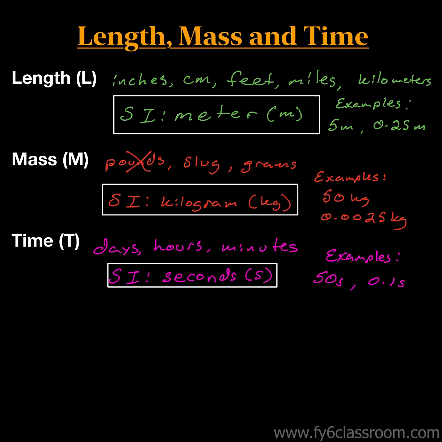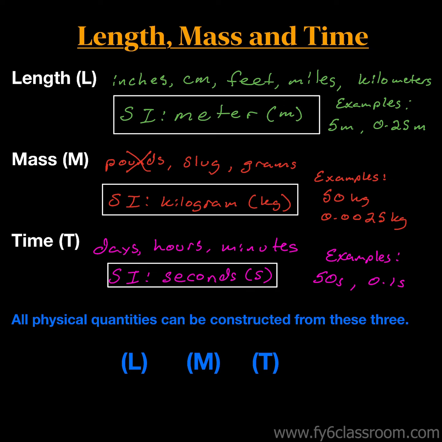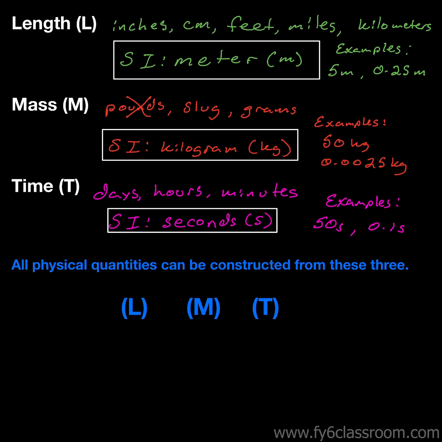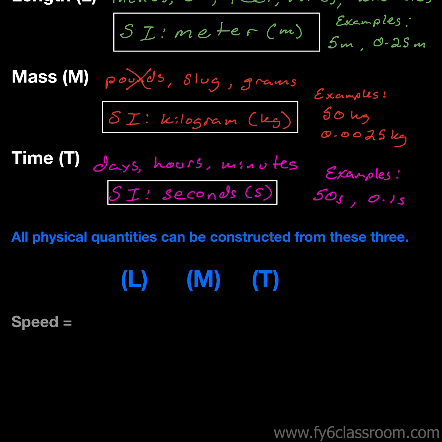Okay, so why are we talking about length, mass, and time, and why do we start with this to make sure we're all on the same page? Well, it's actually very simple. All physical quantities can be constructed from these three items: length, mass, and time. Everything in physics is built off of these three things. When we start talking about speed or velocity, you'll find that it is just a length divided by a time. So it's a combination of these two items.